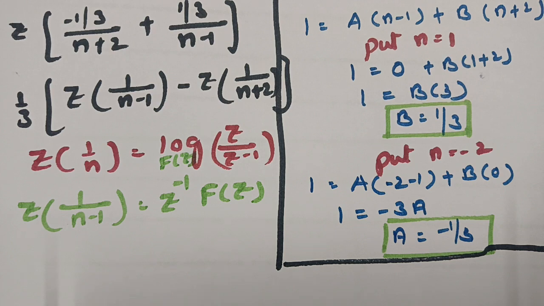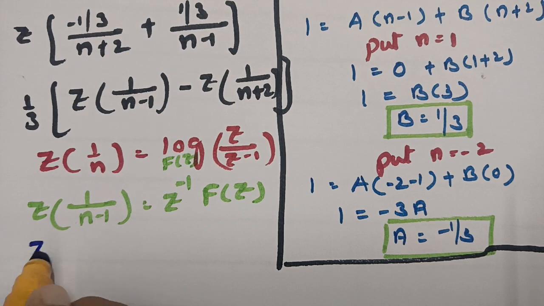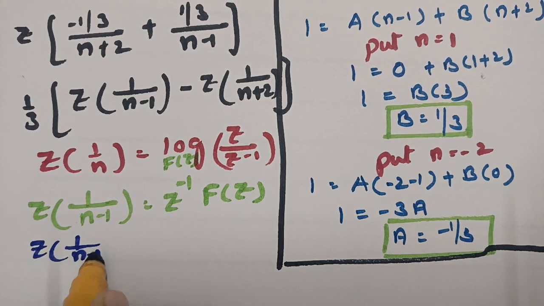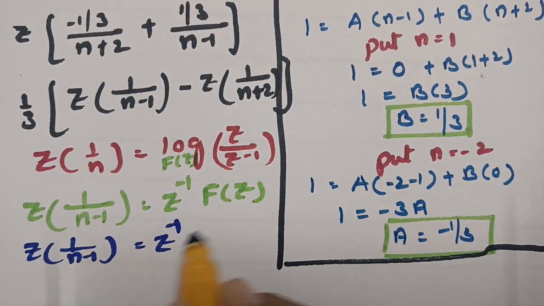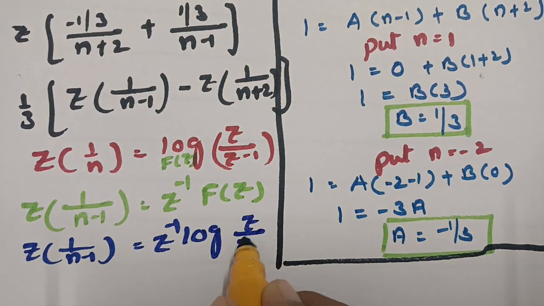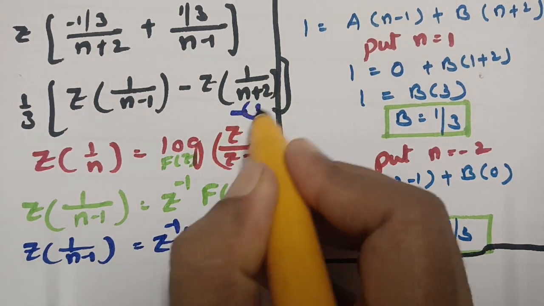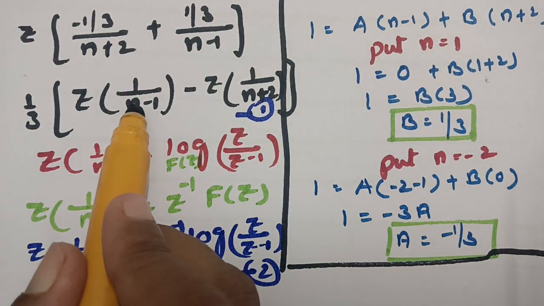Now the value can be written as: Z transform of 1 by (n minus 1) is nothing but z inverse into, what is f of z here? Log of z by (z minus 1). So I got the value of this.